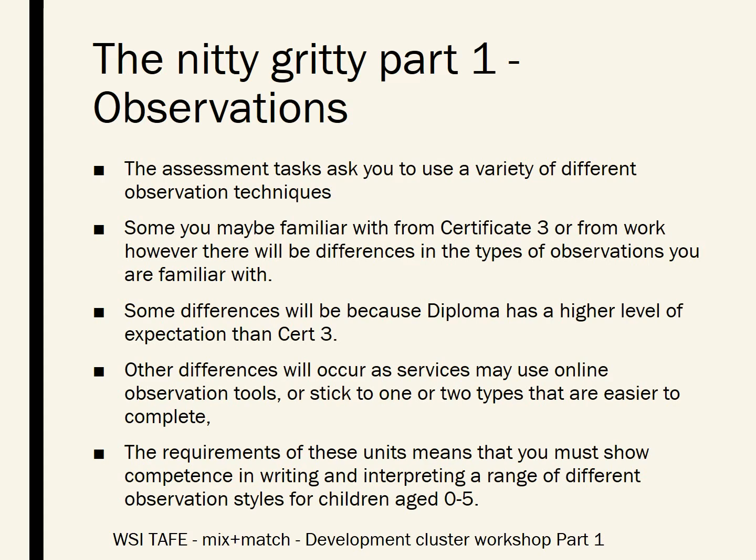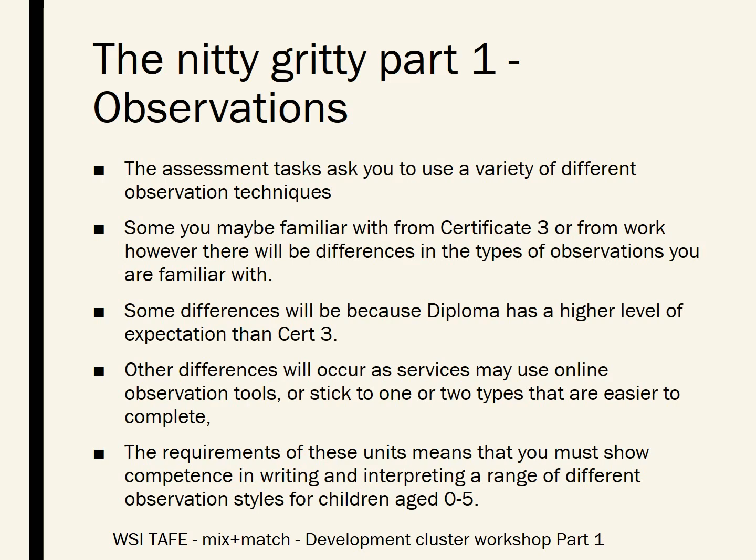Some of you will be quite familiar with different types of observations. You'll have completed different types of observations in Certificate 3. What you need to remember as we move through Diploma is that Certificate 3 level is here, and Diploma level steps up a level. Diploma 2, Diploma level step 3 steps up even more.